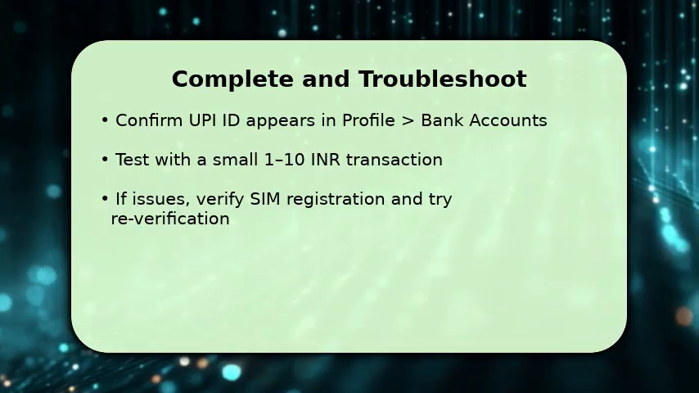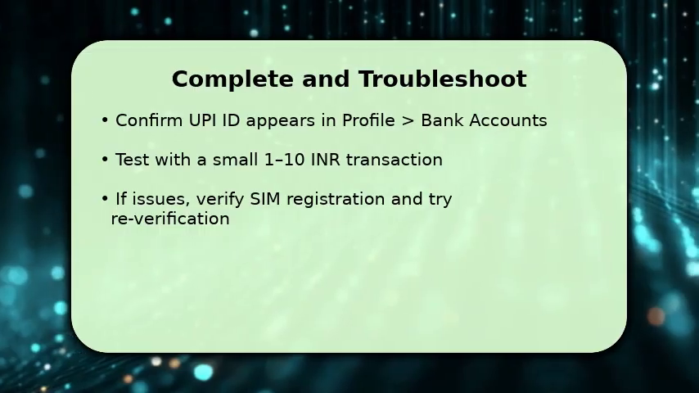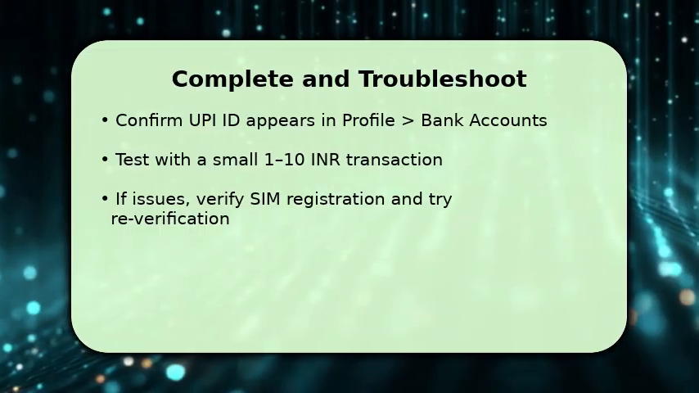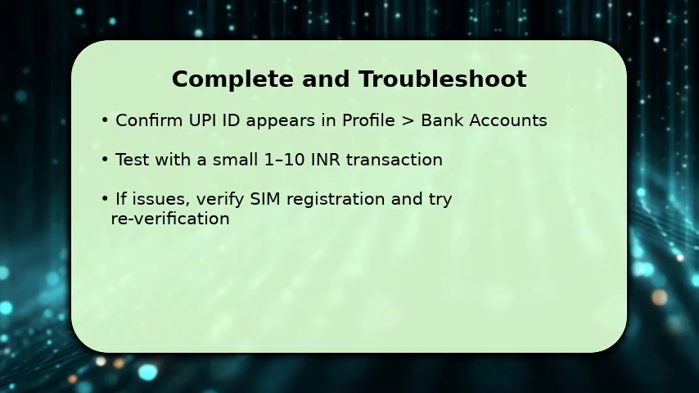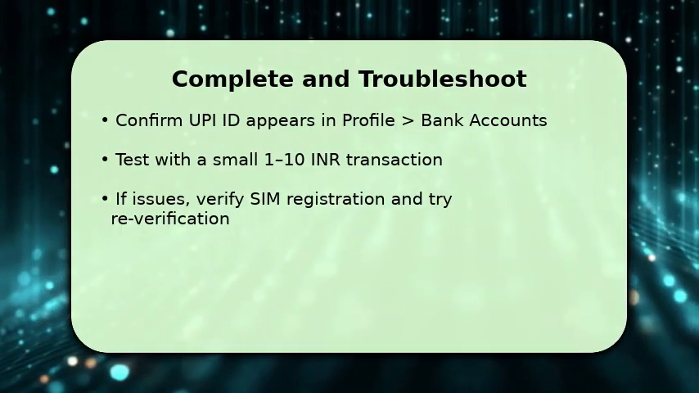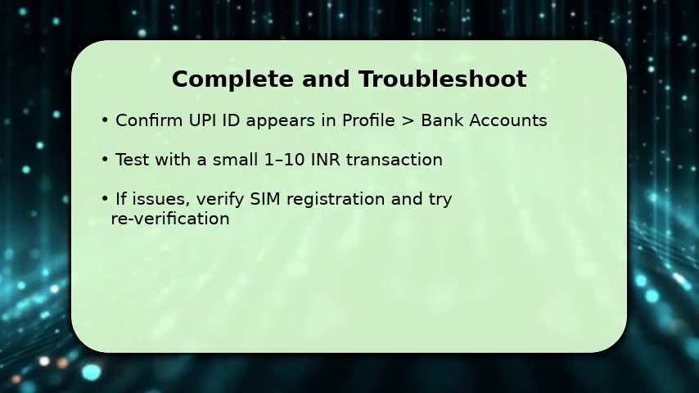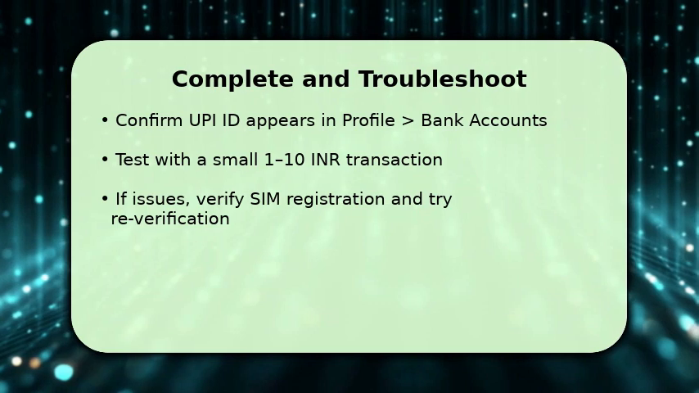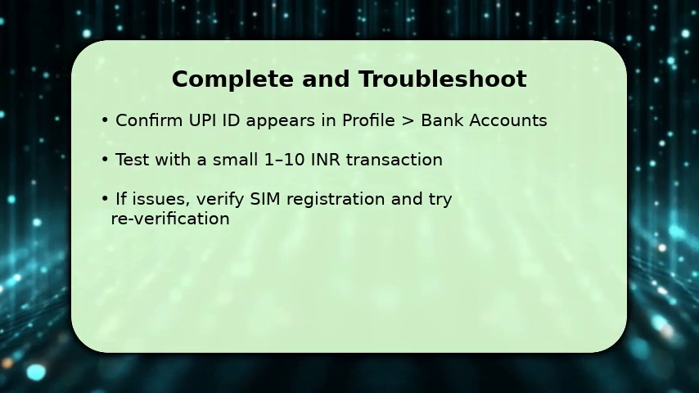If something goes wrong, make sure your SIM is active on the same phone, retry OTP verification, and recheck bank linking. If errors persist, clear app cache or reinstall Google Pay. Then repeat the bank selection and OTP step to resolve most problems.